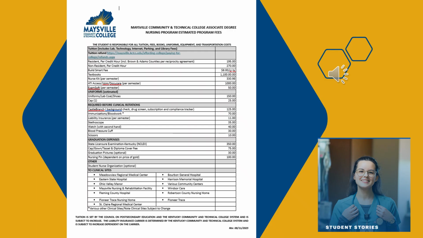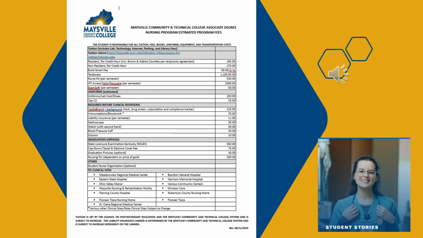So now we're going to go over some information that's in your packets, and this form that is on the screen currently is a form in your information packet called the Nursing Program Estimated Program Fees. And so basically I want you to be aware that there is a chance that these could change, obviously, if the course credit charge goes up, anything like that. But currently the credit hour charge is $195 per credit hour.